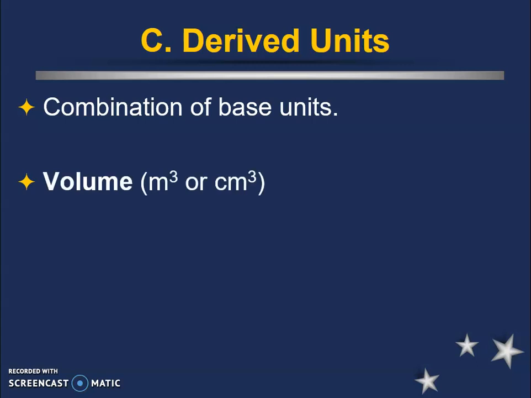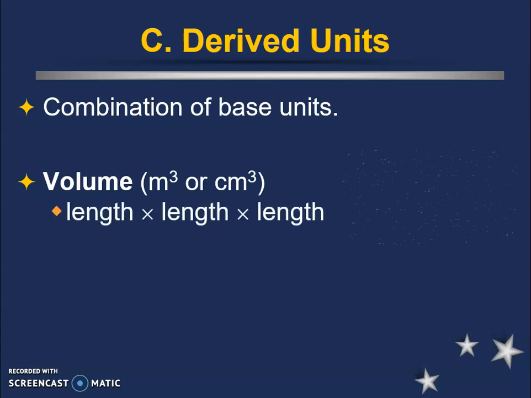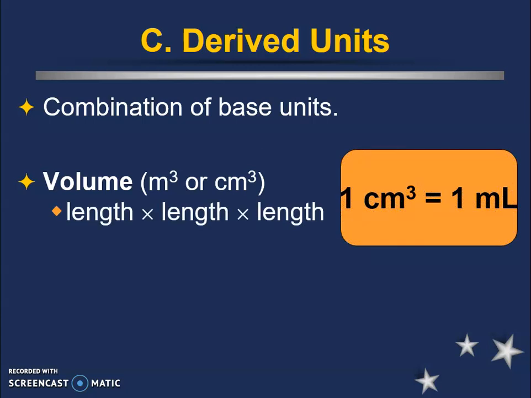Volume is an example of a derived unit because you have to measure the length, the width, and the height of an object and multiply those together to get a volume. So volume is not a direct measurement, right? It is a measurement that we get by combining multiple base units. In this case, multiple measurements of length.